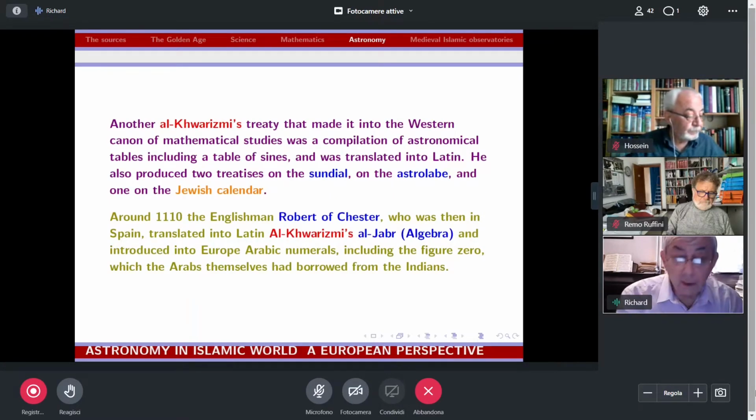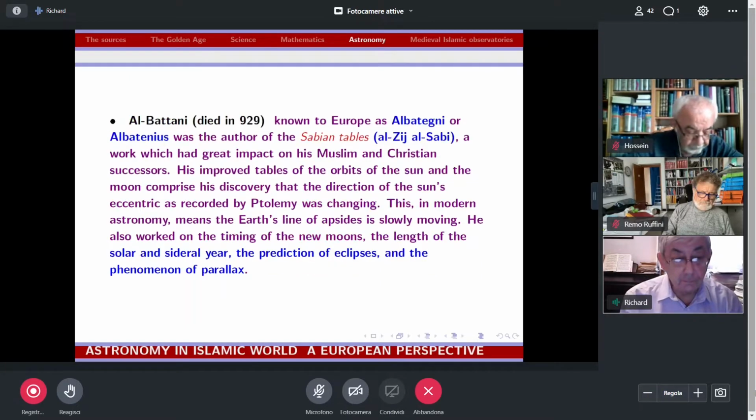Now, another of Khwarizmi's treatises that was made into Western canon was a compilation of astronomical tables, including a table of signs, and it was translated into Latin. And he also produced two treatises on sundial, astrolabe, and one on the Jewish calendar. His algebra was translated in the beginning of the 12th century by an Englishman, Robert of Chester.